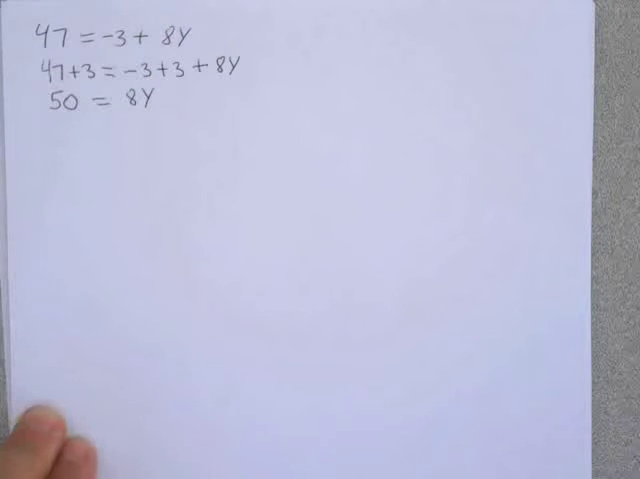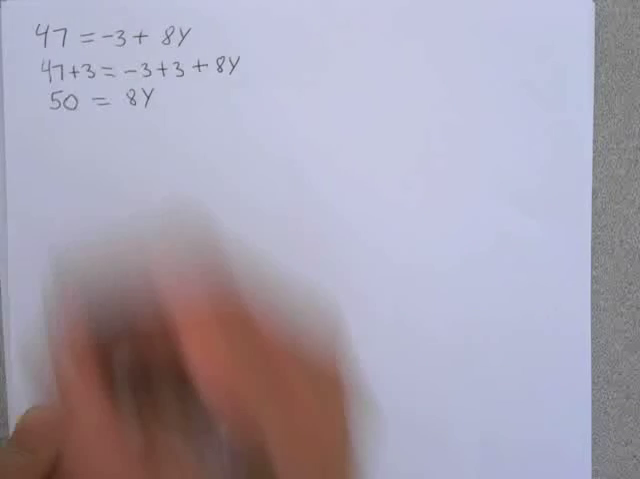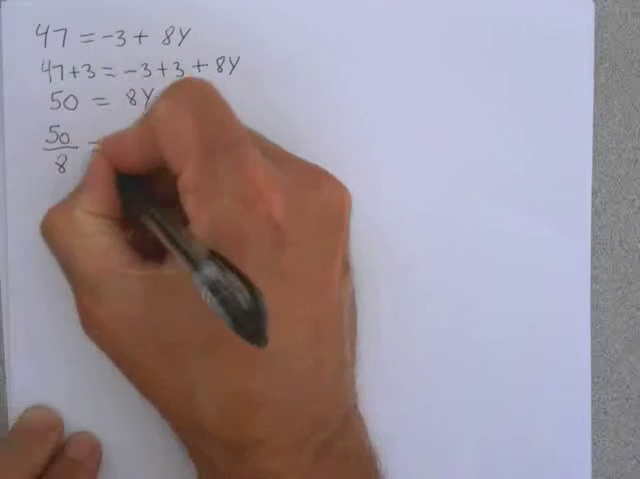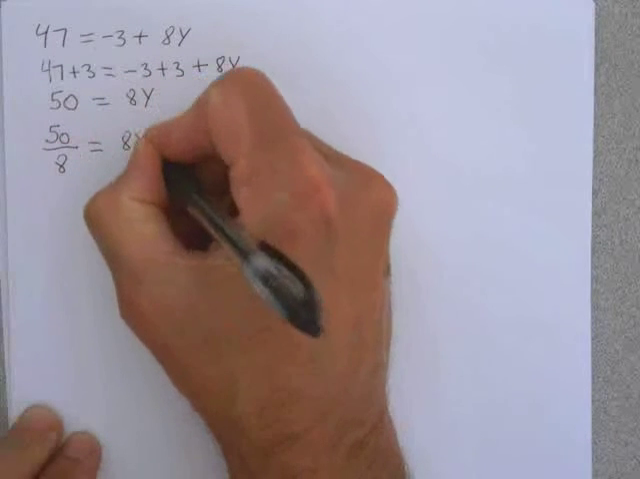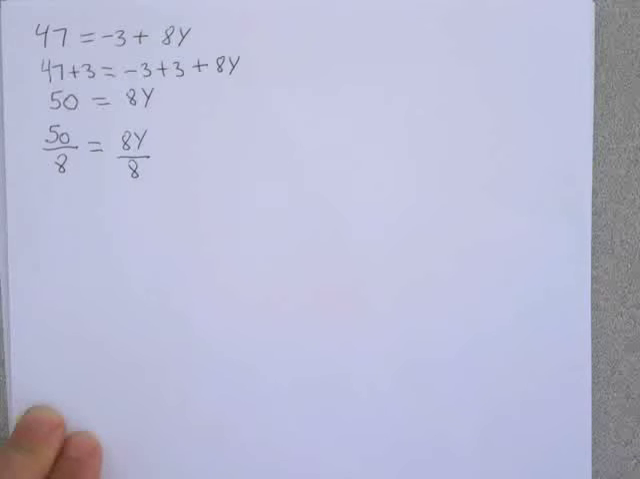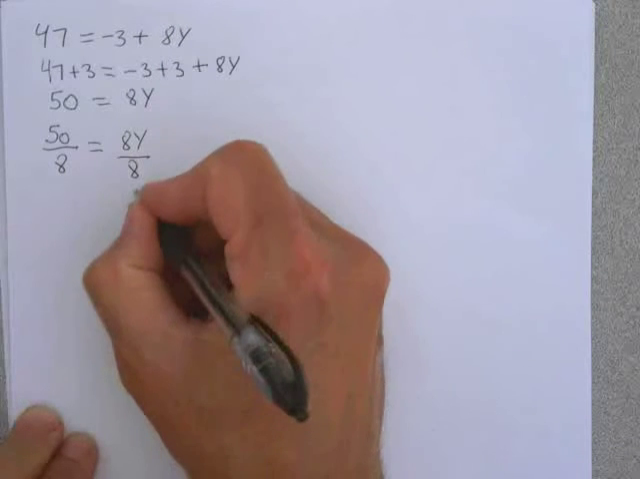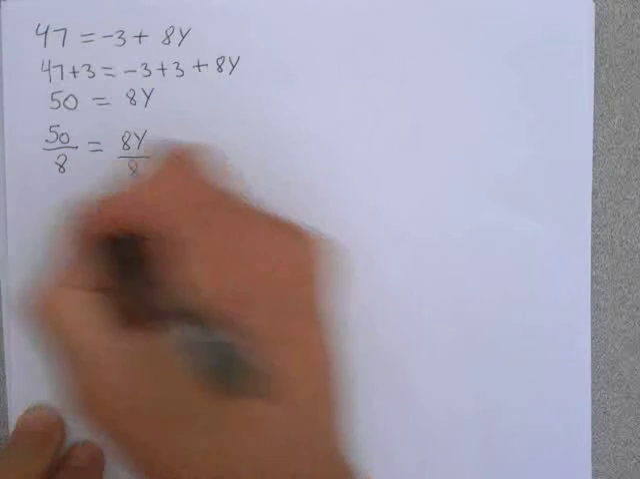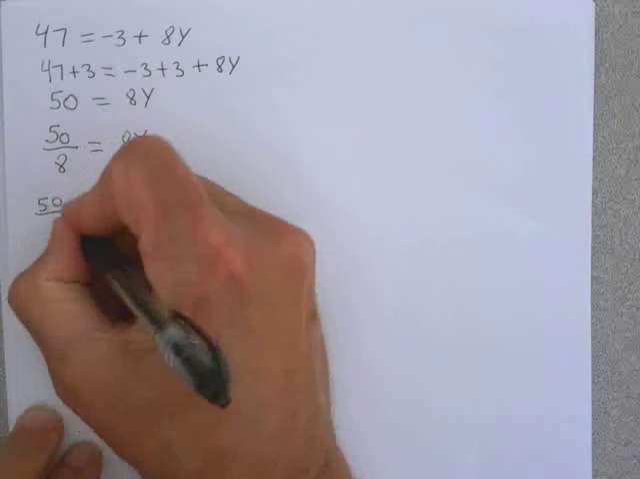All right, now that I've got it down to this, what I need to do is divide both sides by 8 to isolate y. So I'm going to do that here. 50 divided by 8 equals 8y divided by 8. Now, on the right side, 8 divided by 8, of course, would be 1, which means I would have 1y, which is the same as y. And on this side, I would have 50 over 8.